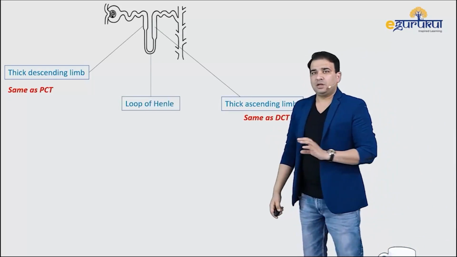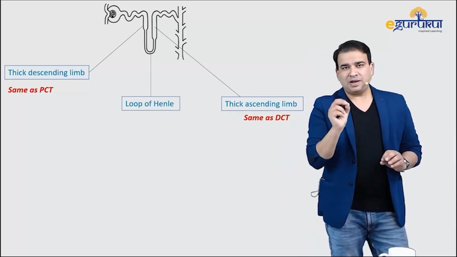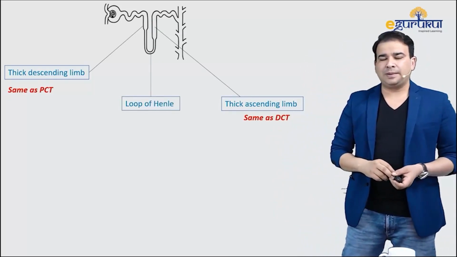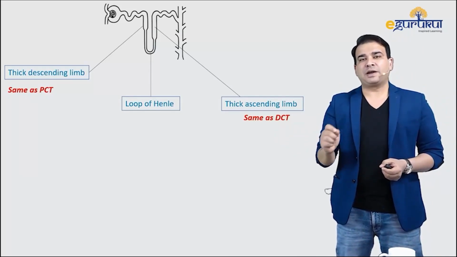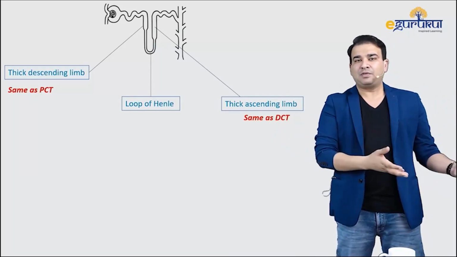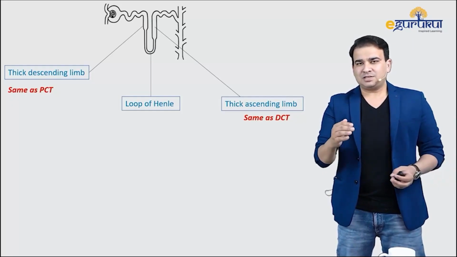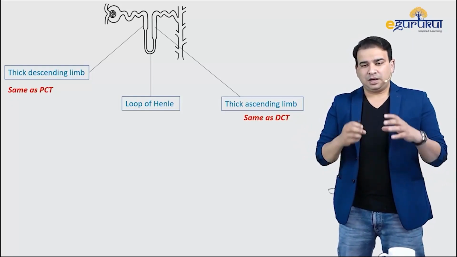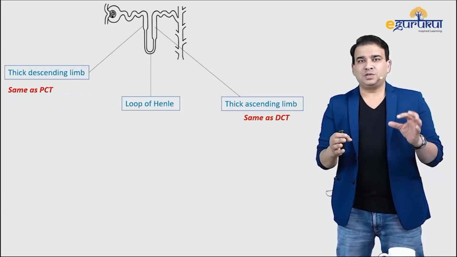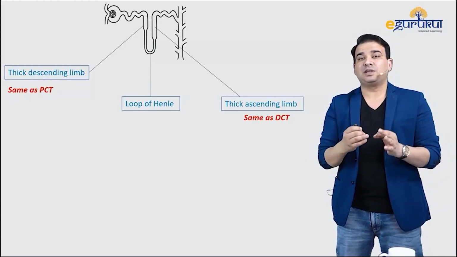Whereas when you talk about the thin segment, that is the thin segment of the loop of Henle. See, the diameter of the loop of Henle is approximately 15 micrometers, which is the same diameter as the venule. So when you look at a histological section of the kidney, there are good chances of confusing the loop of Henle with the venules which are present around.